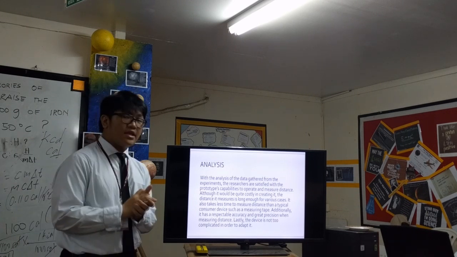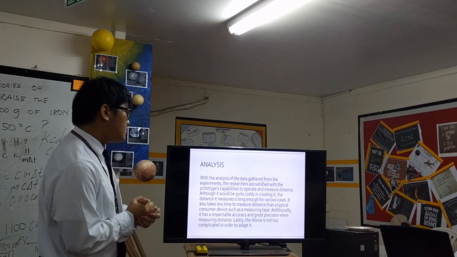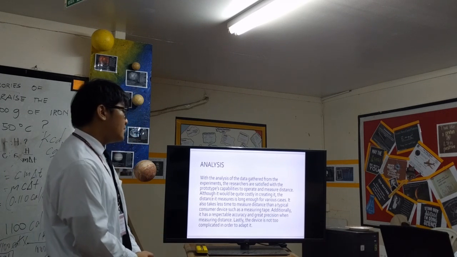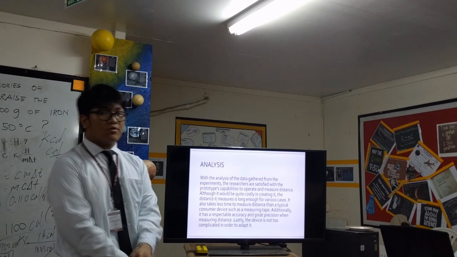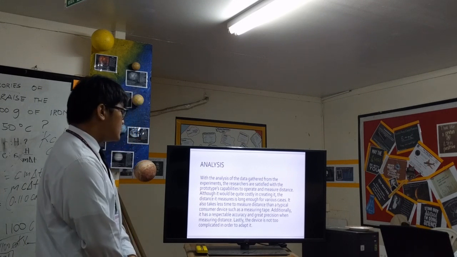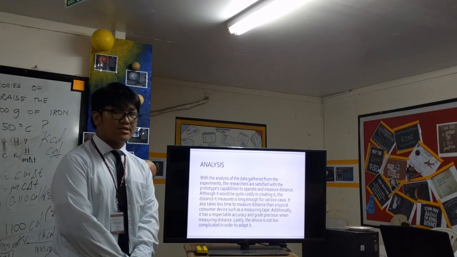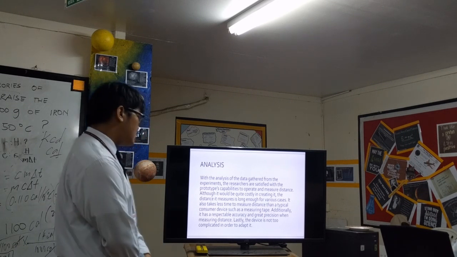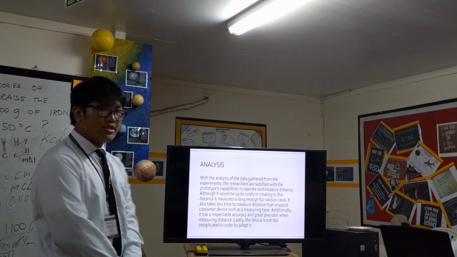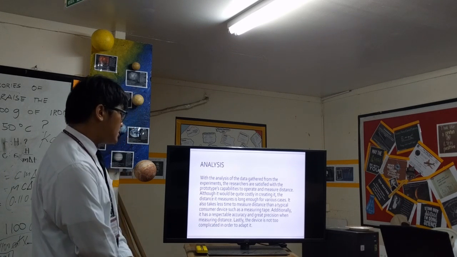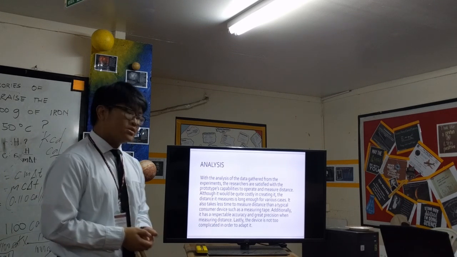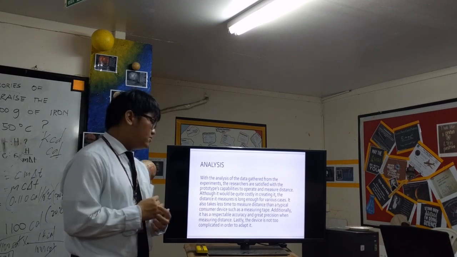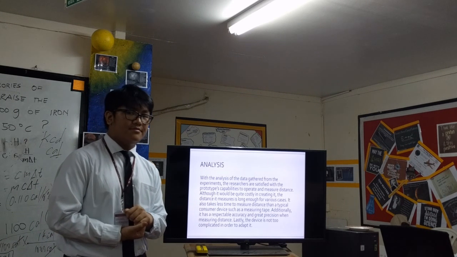So with the analysis of the data gathered from the experiments, the researchers are satisfied with the prototype's capabilities to operate and measure distance. Although it would be quite costly in creating it, the distance it measures is long enough for various cases. It also takes less time to measure distance than a typical consumer device such as a measuring tape. Additionally, it has a respectable accuracy and great precision when measuring distance. Lastly, the device is not too complicated in order to adapt it.